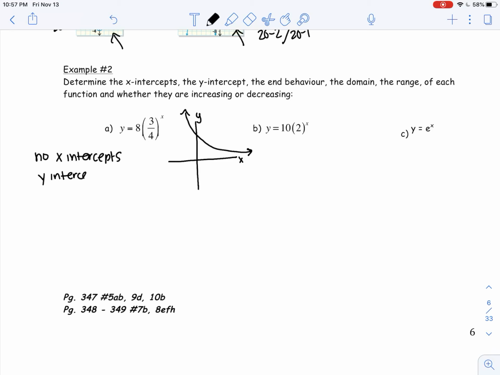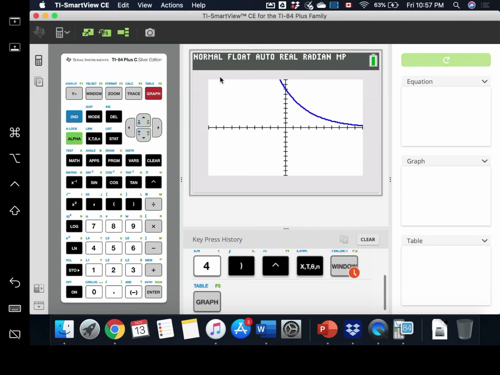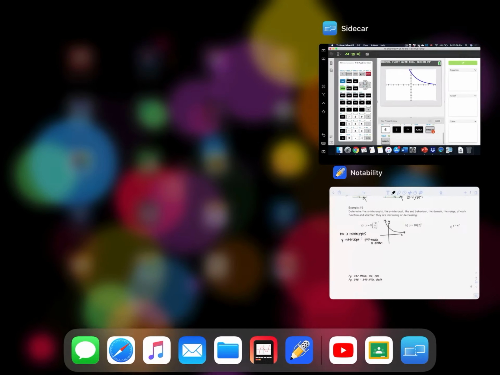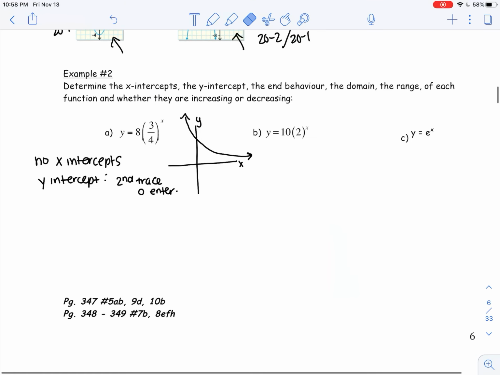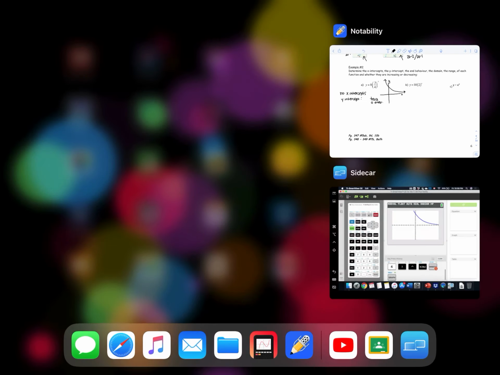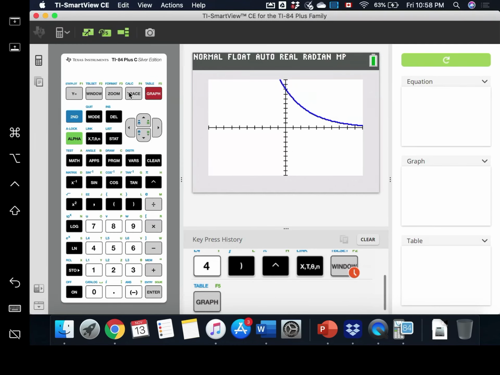Then our y-intercept. To find that in your calculator, you're going to press second, trace, 0, enter. So those are the buttons that you can do in your calculator to find that. Okay, actually I can shorten my steps, so I'll show you a faster way. Instead of pressing second trace, just press trace. That'll actually be a little bit easier. So trace, 0, enter. Let's do it that way.